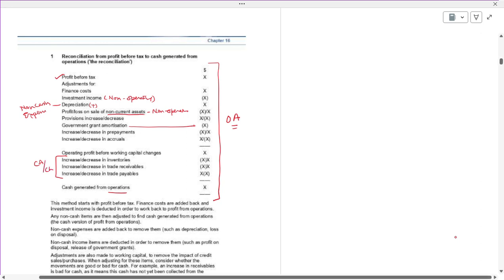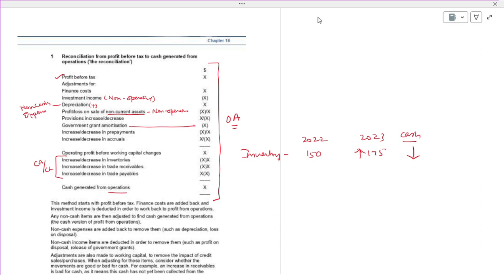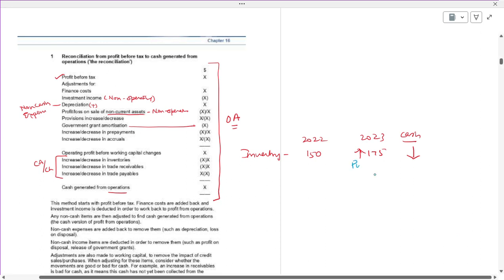Increase or decrease in inventory. Now I will put the things. Inventory, I am giving a specific example, 2022, 2023. Inventory is 150 and it has been increased to 175. Asset increases, so what happens? Cash will decrease. When it has increased, it means we have made purchases. Now inventory has decreased from 120 to 90.